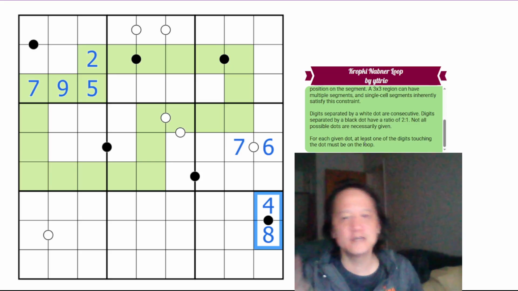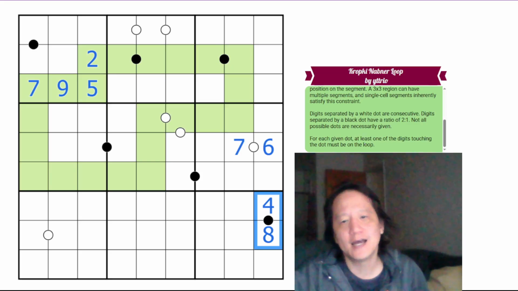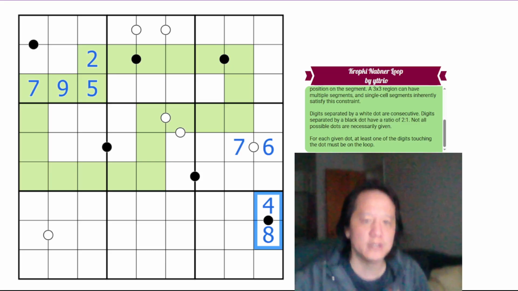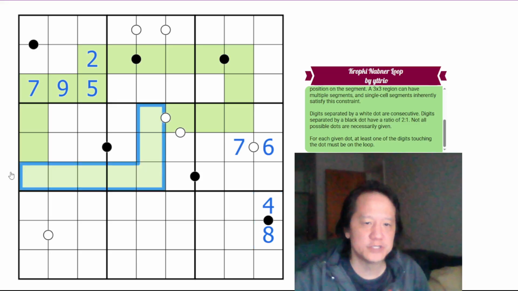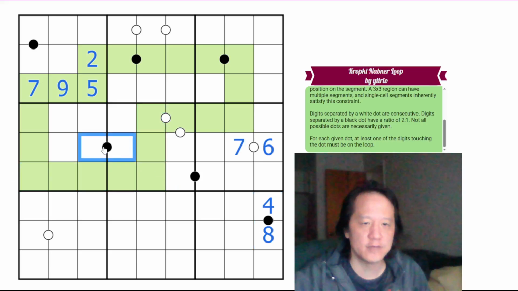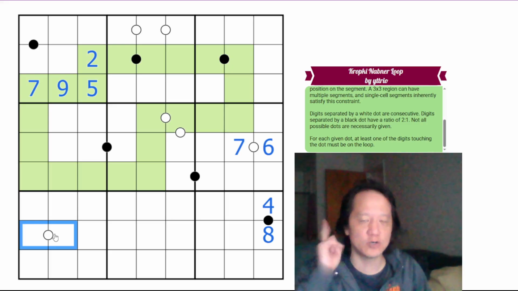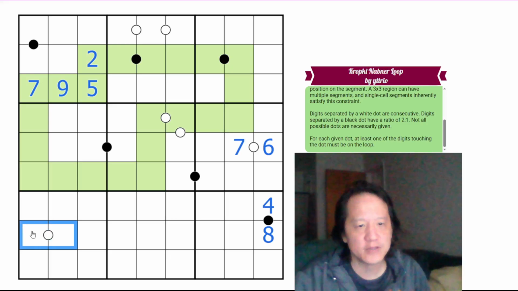And then finally, for each given dot, at least one of the digits touching the dot must be on the loop. So this is not a valid loop because for this pair, we don't have one that's on the loop. We don't have one that's on the loop here. Same with this, same with this. So for every pair of digits, at least one of the cells that the dot is touching must be on the loop.